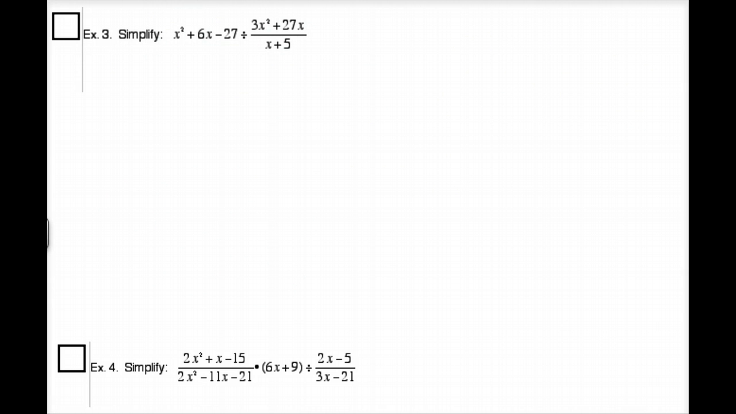Okay, next one's division. Now, with division, you've got to be careful because you're going to want to come up with your restrictions first. So let's actually factor this first. I'm going to put this over 1. And I can factor the top right pretty easily by taking out a 3x. That would leave me with x plus 9.